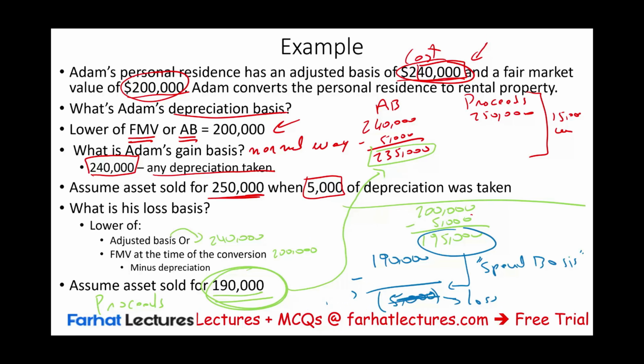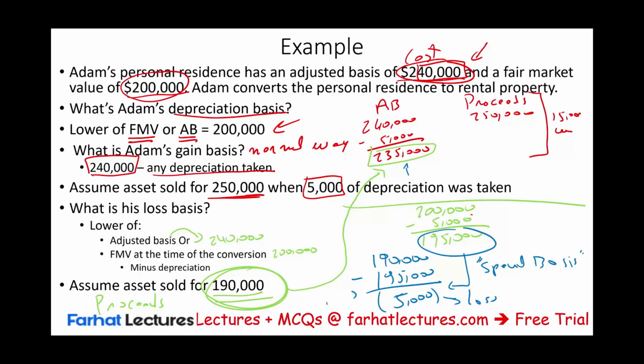Why? Because what's included in this 235 is inflated losses, losses that existed before you converted this property. In other words, the losses that you incurred when this property was personal use, now you're able to deduct for business use, which you can't do. Therefore, what we do is we compute a special basis, and the special basis was 195, and you can only take $5,000 of losses.